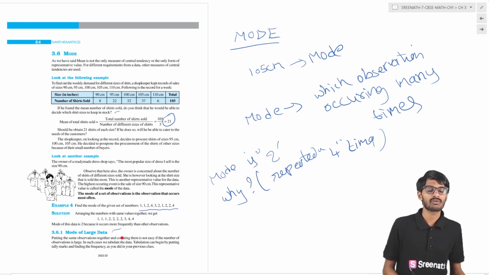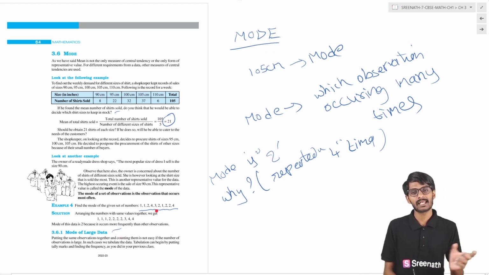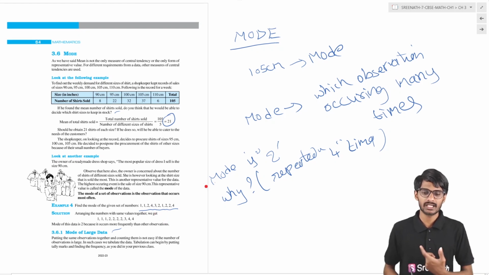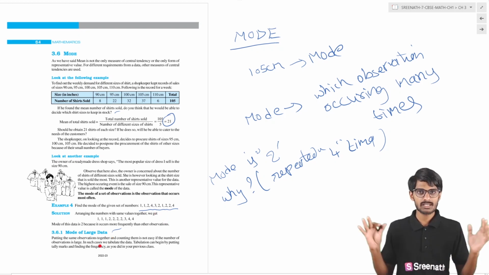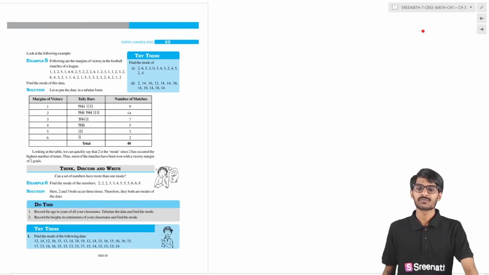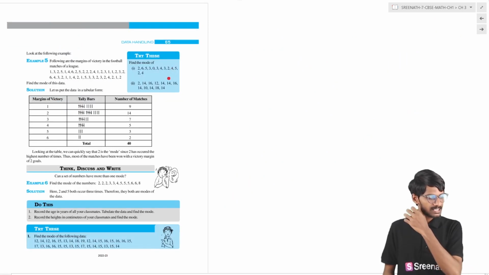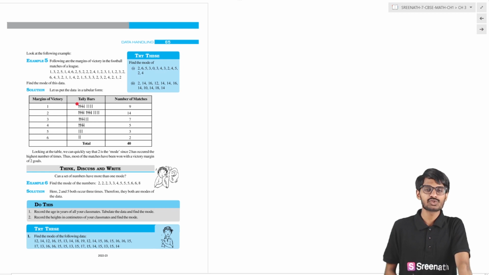Now, mode of large data. If they have given 10 observations, you can easily find the mode. But if they have given large data, how do you find the mode? For that we have a trick, students. That is using tally bars.